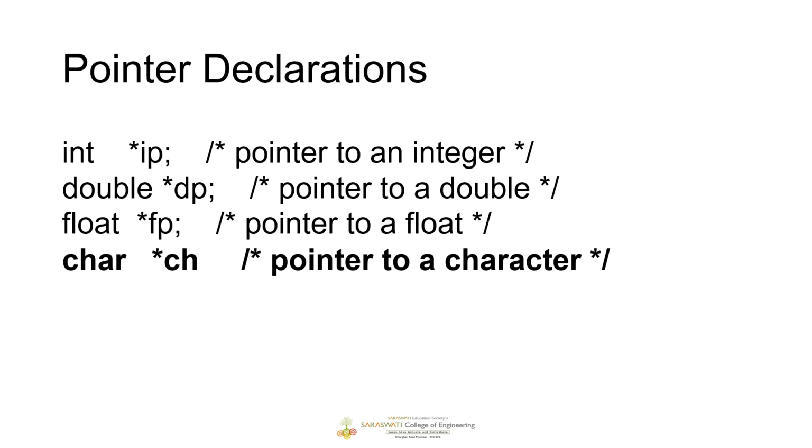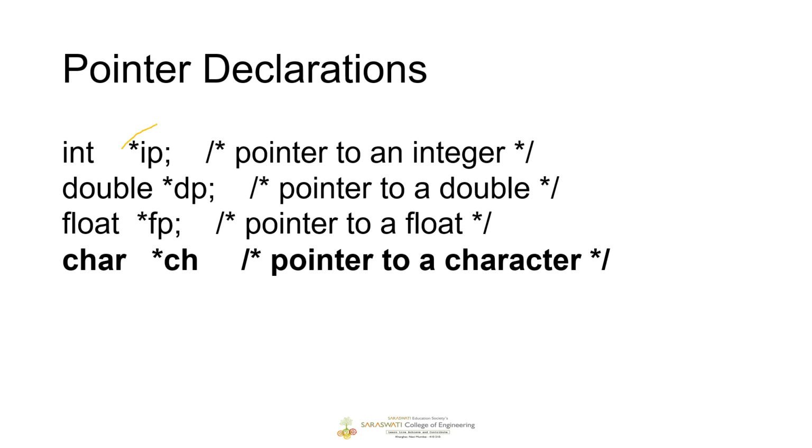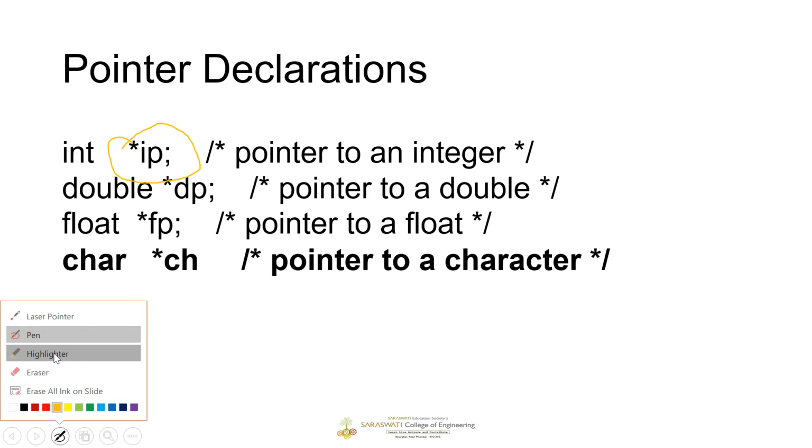Now, how to declare a pointer type variable? Star is used to specify that it is a pointer type variable. Like you can see in these four examples that everywhere I have used this star. This star tells you that this variable is of pointer type and it will store addresses.